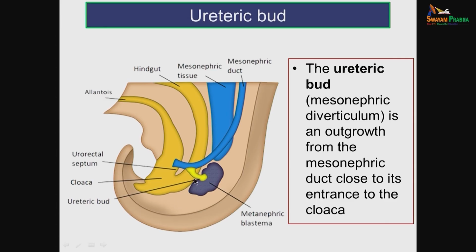At this stage, there is a bud which is arising from the mesonephric duct. From where is it arising? From the mesonephric duct, close to its entrance into the cloaca. This bud is the ureteric bud, also called the mesonephric diverticulum, because it is arising from the mesonephric duct. Now we will focus on two things. One is the ureteric bud, the mesonephric diverticulum. Another one is the metanephric blastema. The fate of these two will be discussed in the next few slides.